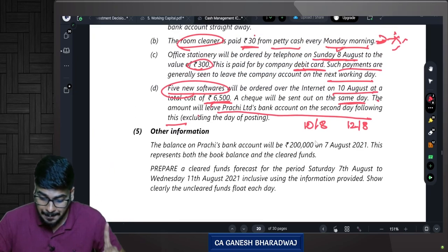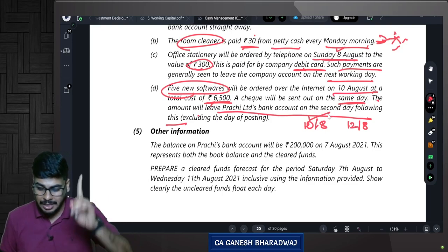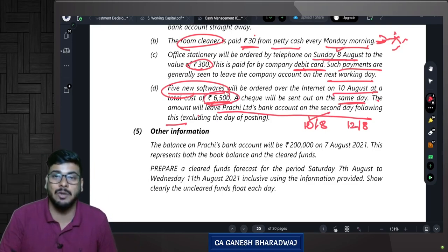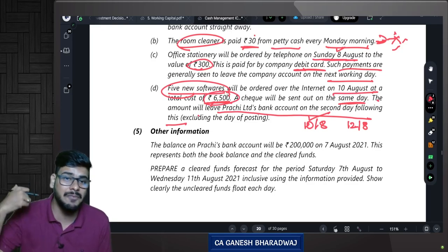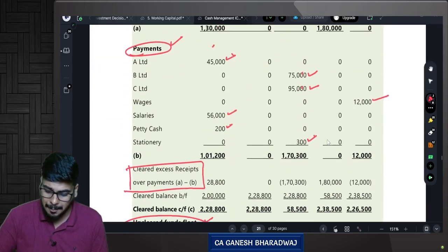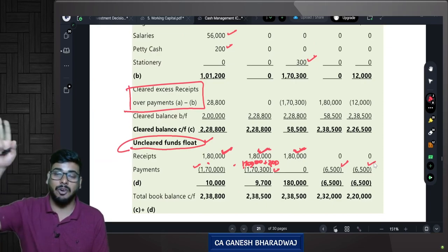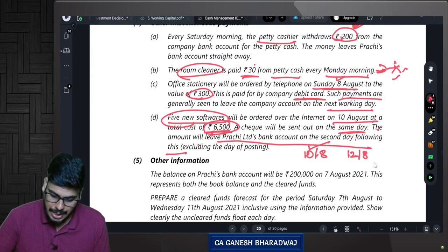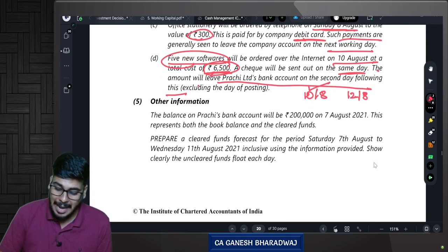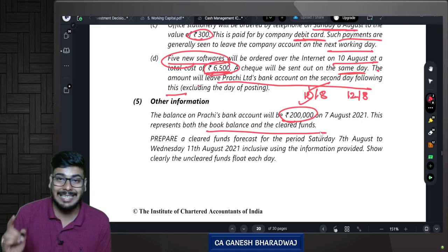Yes, but wait, the 6,500 rupees was a transaction initiated on 10th. So for 10th and 11th, this amount of 6,500 rupees remains as an uncleared fund payment. Yes or no, that is one uncleared payment. So this 6,500 rupees remains as an uncleared payment for the last 2 days, that is 10th and 11th of August. Are you clear with this? Yes. So this is what they have given. And then the balance of Prachi's bank account will be 2 lakh rupees on 7th of August. Opening balance is 2 lakh rupees. This represents both the book balance and the cleared funds.